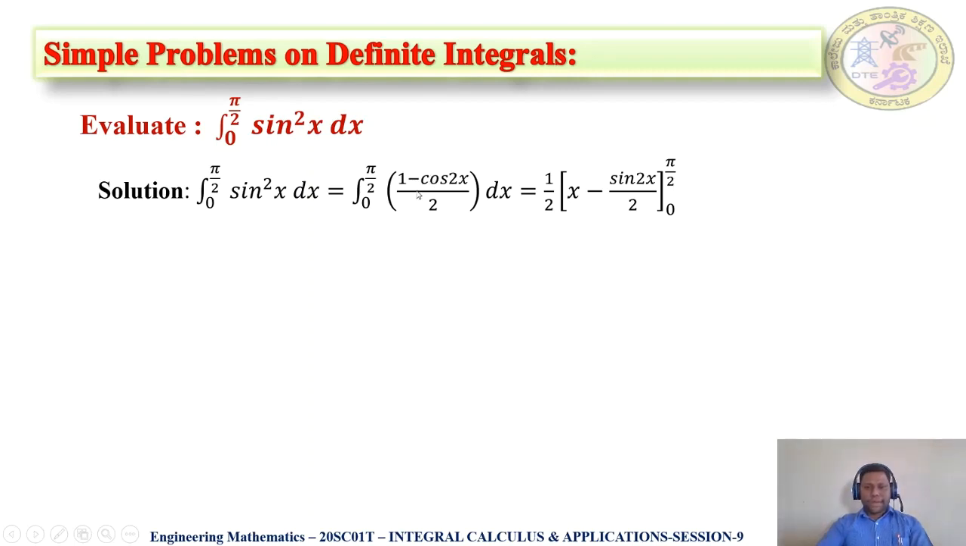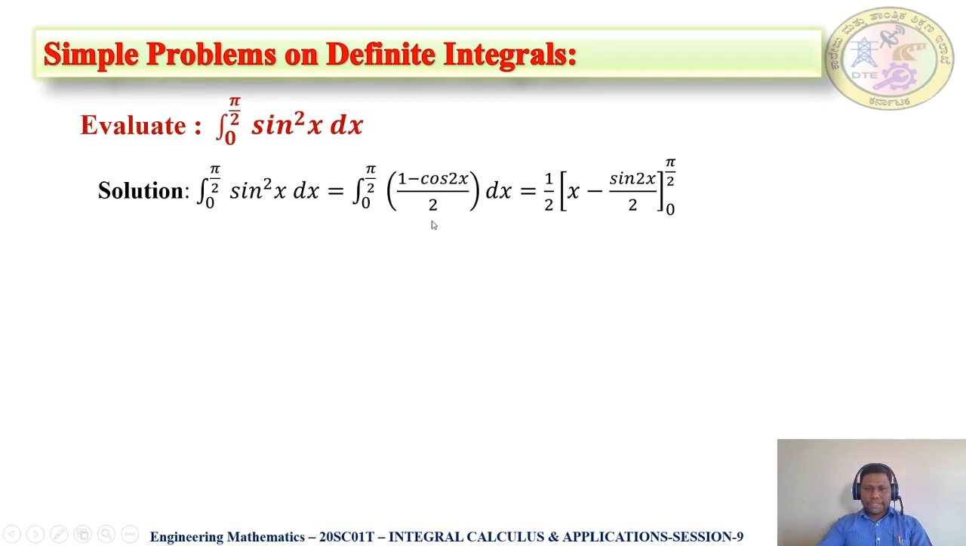cos 2x formula is 1 minus 2 sin square x. Using that formula we can write sin square x is equal to 1 minus cos 2x divided by 2. This is the formula we have discussed in trigonometry in multiple angles. That is, sin square x is equal to 1 minus cos 2x divided by 2. So in the place of sin square x we can substitute 1 minus cos 2x divided by 2.